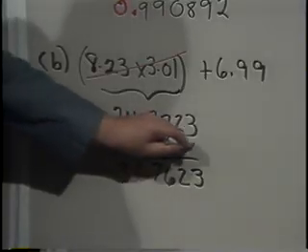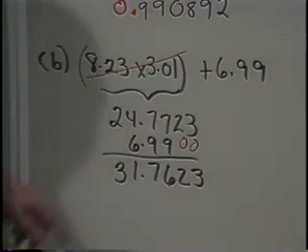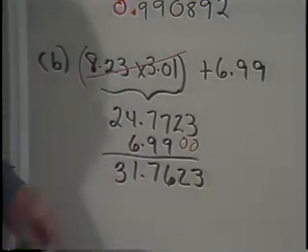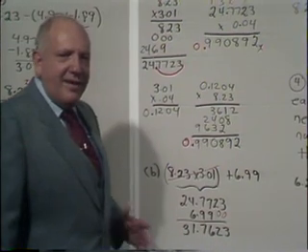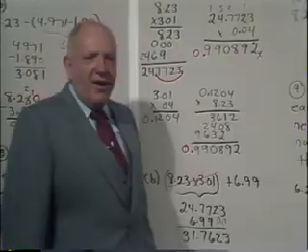Now I just do what? The regular addition problem, line up the decimal points, add the same as if there were no decimal points in here, and the answer is 31.7623. And now Part C, which may look hard, turns out to be perhaps the easiest of the 3.